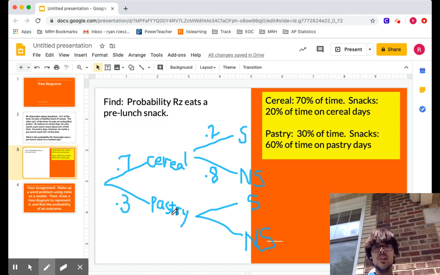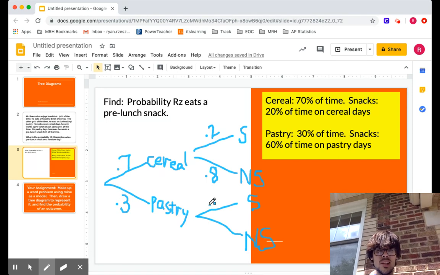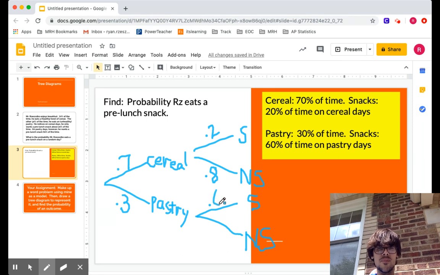And if I have a pastry, that means that 60% of the time I'm going to eat a snack. So if I eat a snack 60% of the time, 40% of the time, I must not be having a snack.